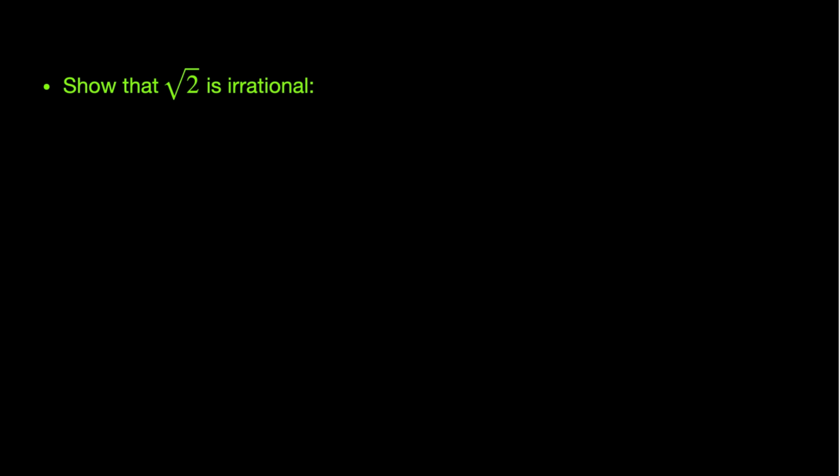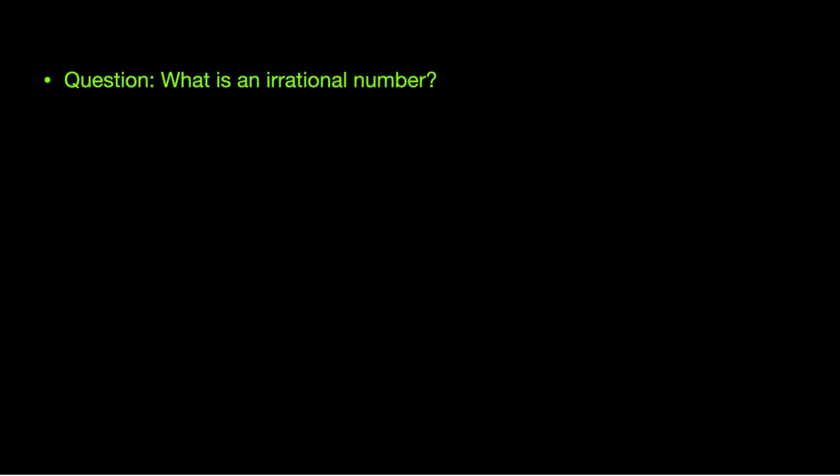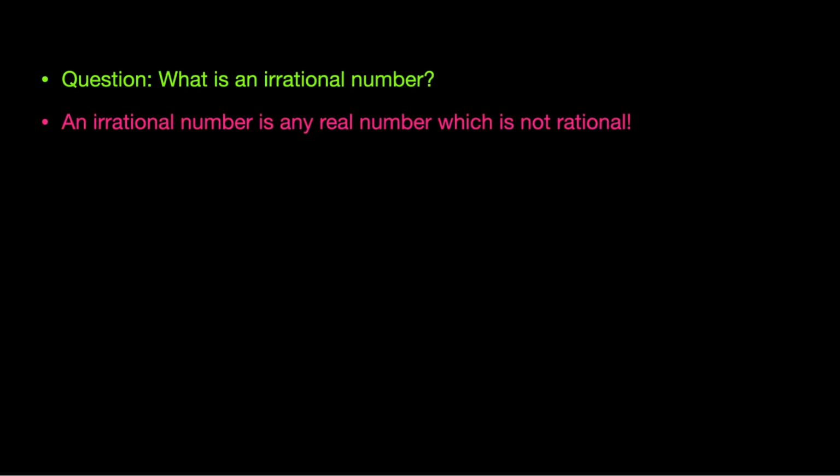For proof by contradiction, we start with an example. This example is a very common example in mathematics and computer science to show the proof by contradiction strategy. Show that the square root of 2 is irrational. Before diving into the solution, I want to give you the definition of irrational numbers. An irrational number is a real number which is not rational. So actually, there is no formal definition for irrational numbers, and its definition depends on the definition of rational numbers.